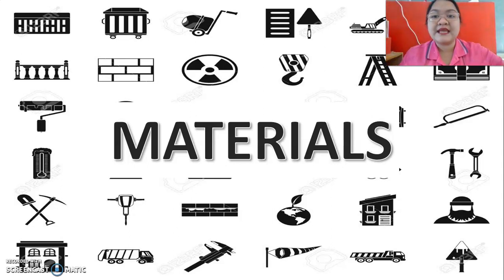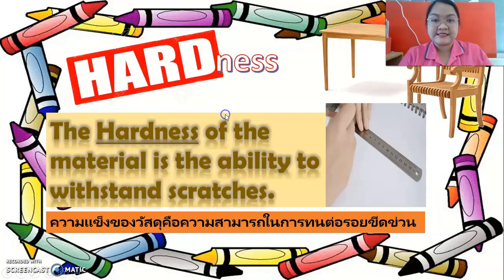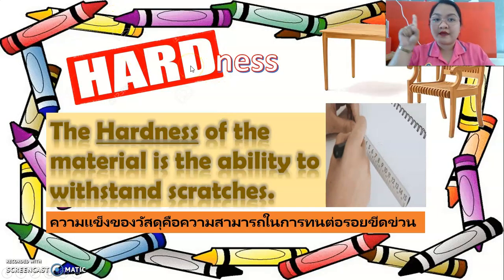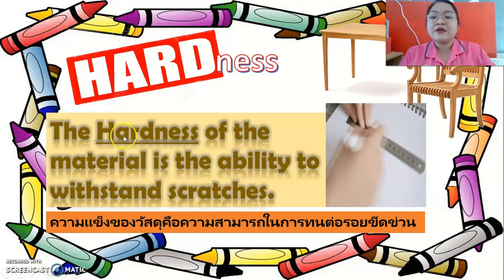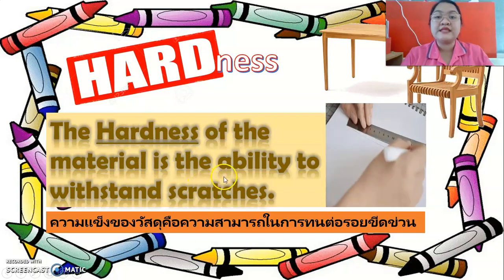So this is only a continuation of what we have talked last week. Again, when we say materials, materials has different kinds. We have wool, clay, glass, rubber, metal, leather, fabric, wood, plastic, and paper. So these materials has their own physical properties. Again, number one, we have hardness. Okay, when we say hardness, hardness of the material is the ability to withstand scratches.